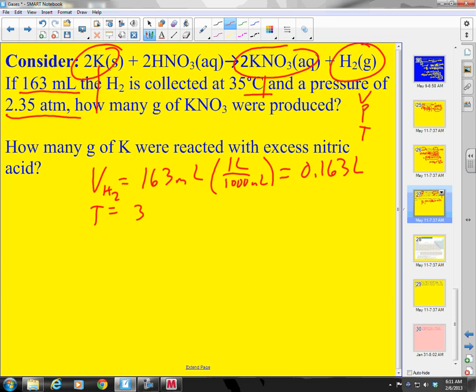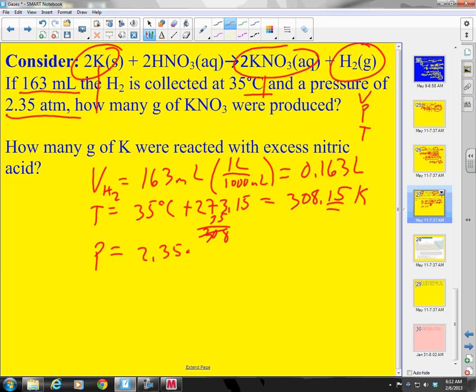What's my temp? My temp is 35 Celsius, but if I'm going to use PV equals nRT, I need to convert that to Kelvin. So we want to take 35, and 35 looks to me like 308.15. Now the 15 is not significant, is it? No, it's not. Kelvin, you guys buy that? If I add 35 here, I get 308. Yeah, it looks like 308.15. And what is my P? My P is equal to 2.35 atmospheres, right?